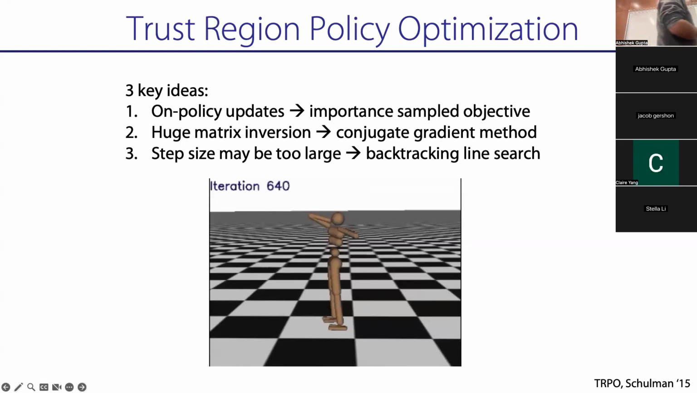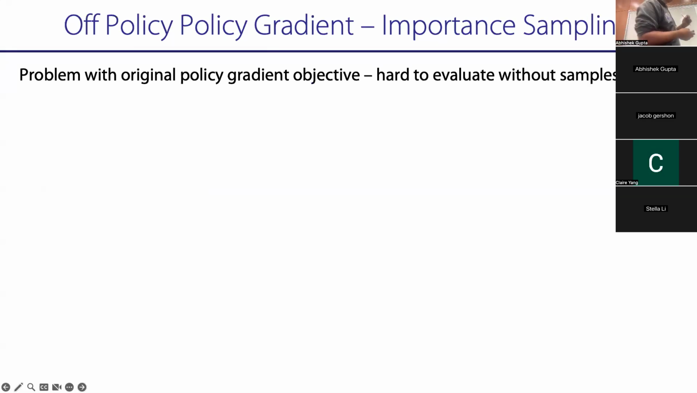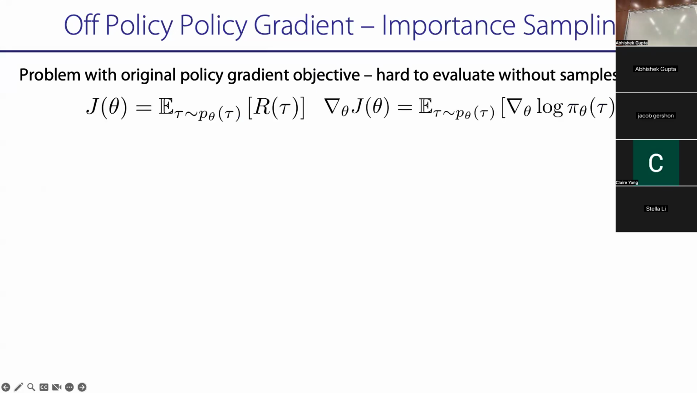Okay, so we're going to go through these one by one. Let's start by thinking about the importance sampled objective. So we want to go from something that is purely on policy, which only uses the latest data, to being able to use a little bit of past data. We're going to start by looking at our original policy gradient objective, which is our J theta, that's our gradient, right?